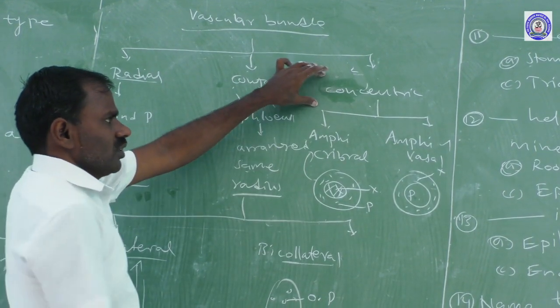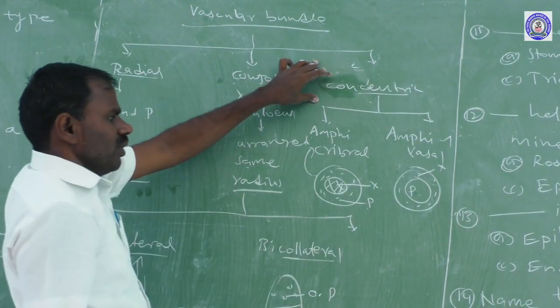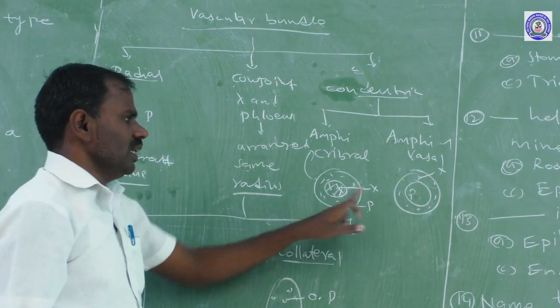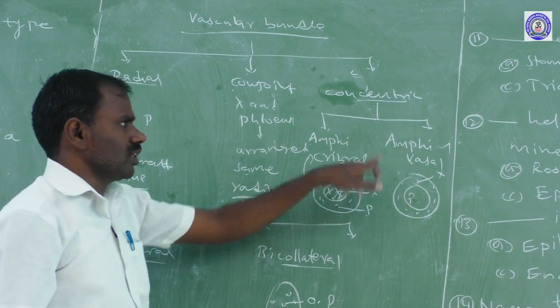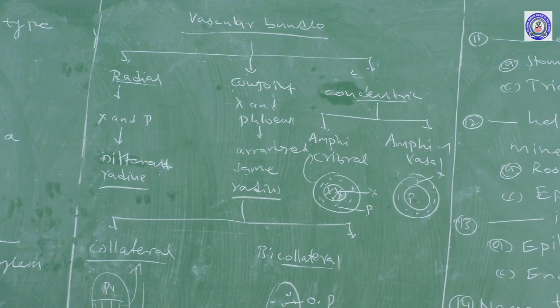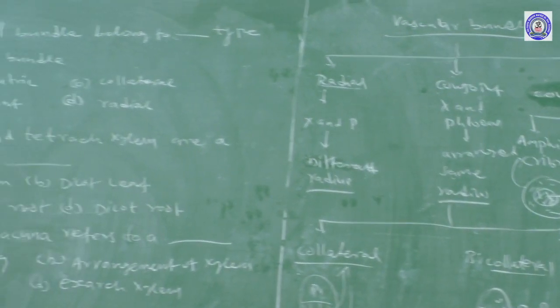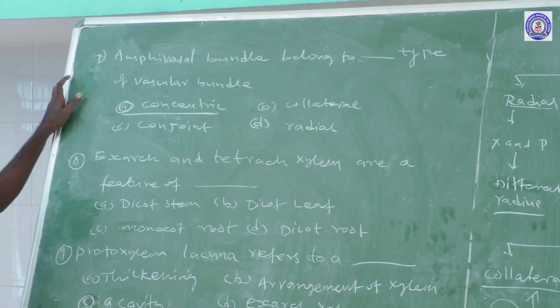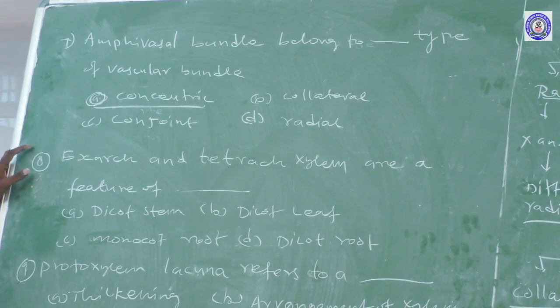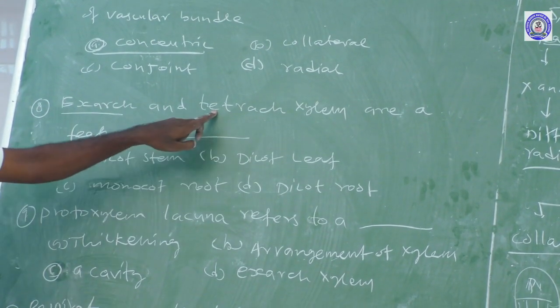So what is a concentric vascular bundle? One of the xylem or phloem is in the center, surrounded by the other. That type of vascular bundle is called concentric. So amphivasal vascular bundles are found only in concentric vascular bundles.